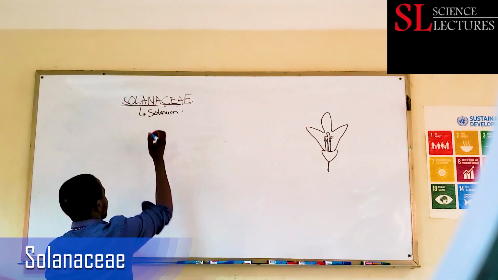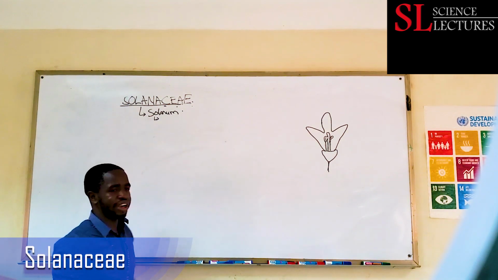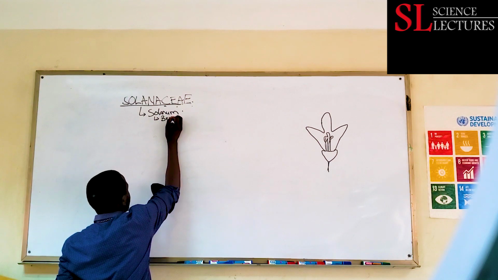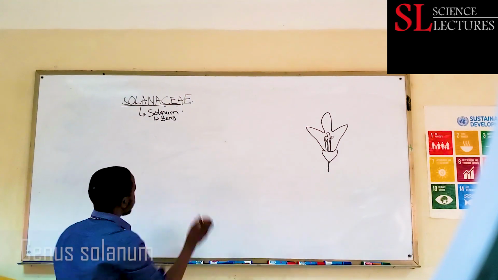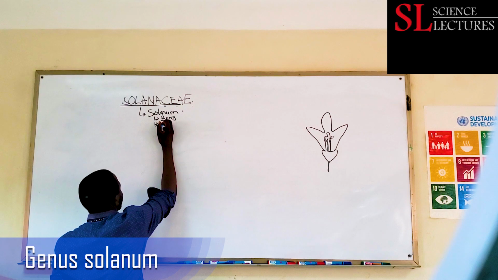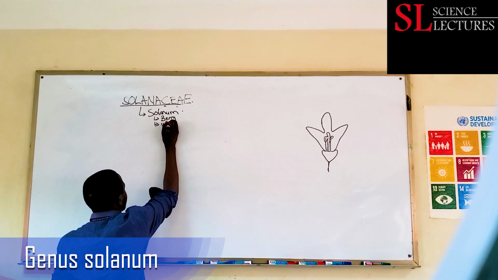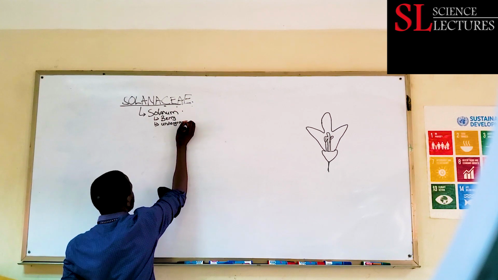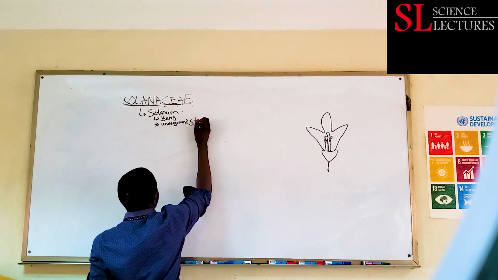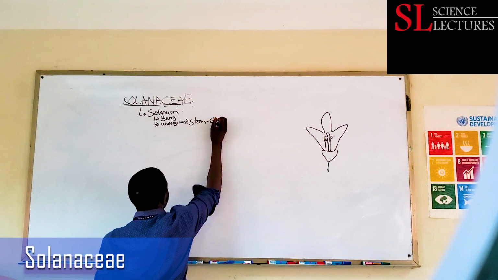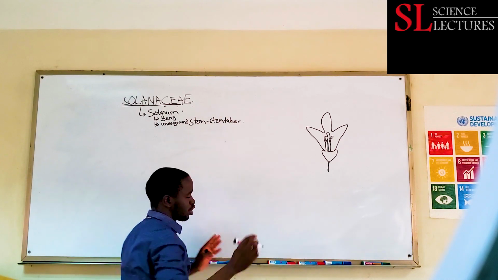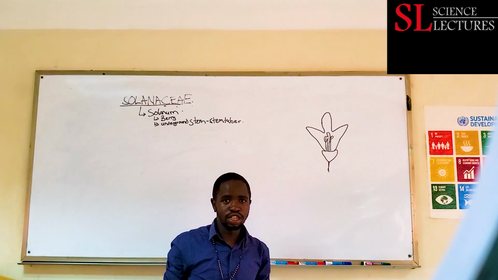Some of the distinguishing characteristics of this genus Solanum: their fruit is a berry. However, it also has an edible underground stem, which is a stem tuber. Their stem is a little bit enlarged to form a stem tuber.